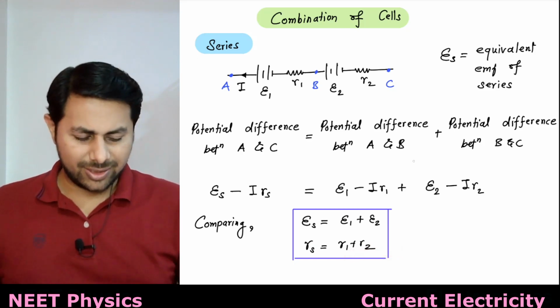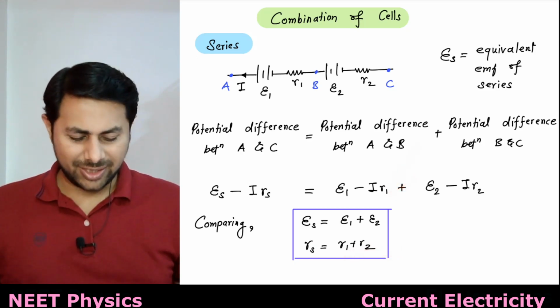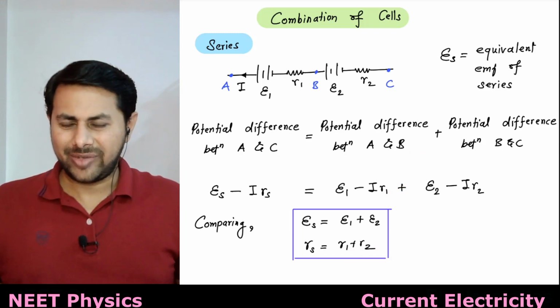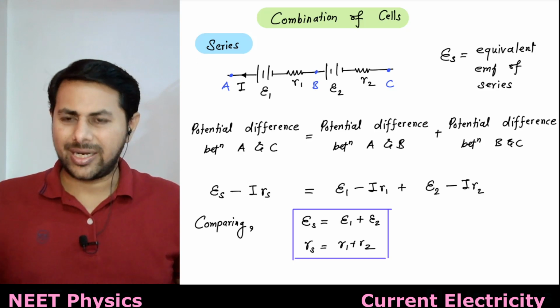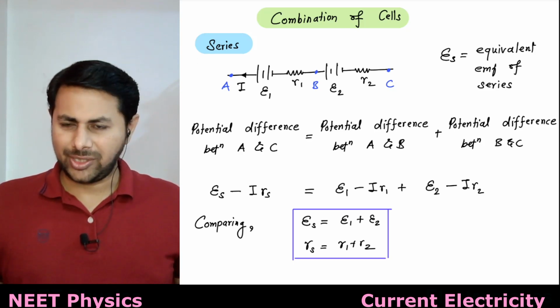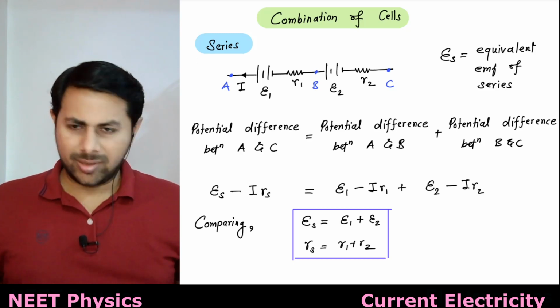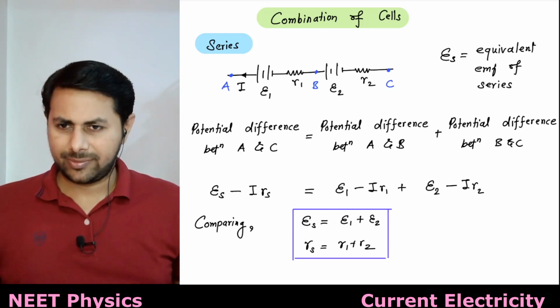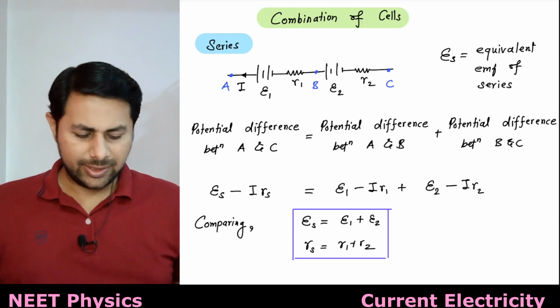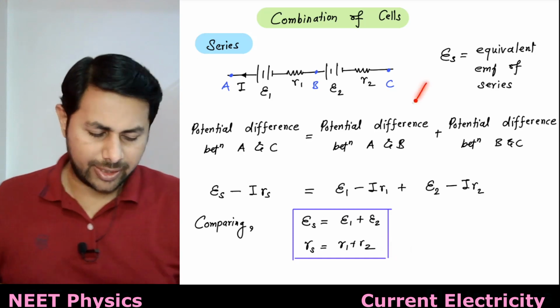It's just like common sense. When you connect batteries in series, the potential difference gets added up. Potential difference gets added up means EMF gets added up. Is this thing clear, or do I need to explain the derivation for this?